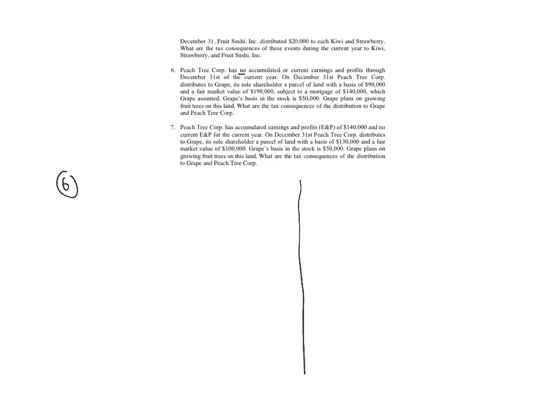No accumulated current earnings and profits. December 31st, distributes to Grape's sole shareholder a parcel of land, basis 90, fair market value 190, subject to mortgage of 140, which Grape assumed. Grape's basis $50,000, consider the consequences. So step 1, amount realized minus adjusted basis. It's the greater of the fair market value of the property or the liability, just like we're doing with liquidation. Similar rule. So the greater of the two, fair market value is 190, liability is 140. Of course, the greater of those two is the 190. So the amount realized is the fair market value of 190. Adjusted basis is the adjusted basis of the property given up, which is 90,000. So the gain, recognized gain by the corporation is $100,000.